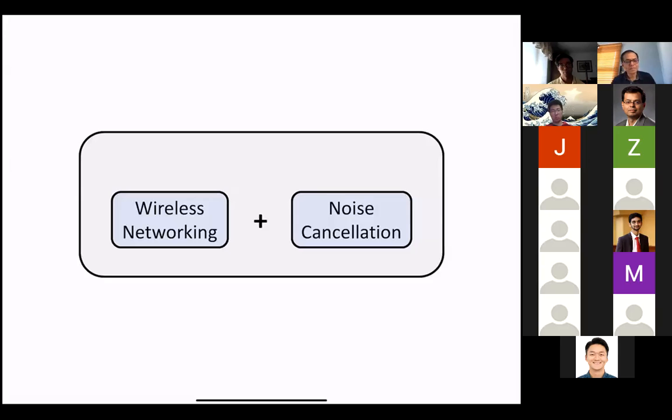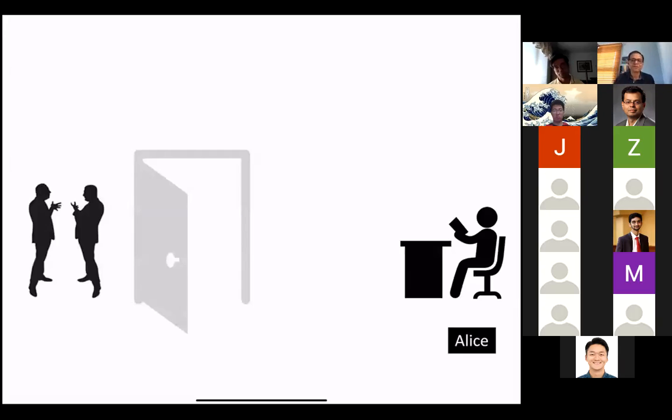And the core idea is basically we'll combine wireless networking with noise cancellation. Okay, and the system is called Mute. Very good. So here is the key idea. If you get this key idea, you've gotten the fun part of it. Okay, here's the fun part.